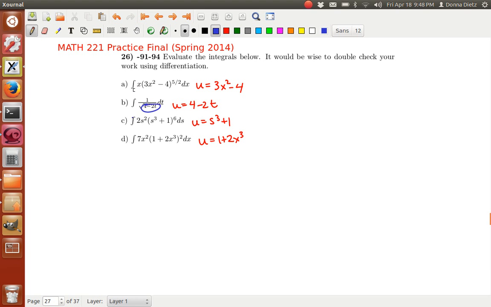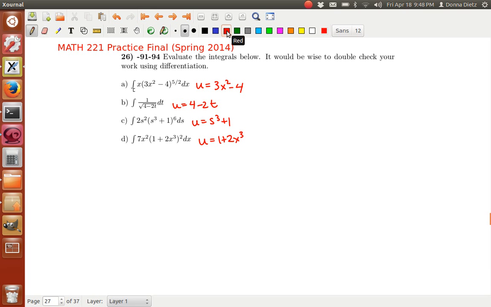What I see in here, what's the derivative of u? Well, minus 2. That's just a constant. Who cares? So we're fine. What about in here? The derivative of u is going to be 3s squared. Well, we have a 2s squared. Okay, so we're only off by a multiplicative constant, so we're good. What about inside here? Well, the derivative is 6x squared, and I have a 7x squared. Again, we're only off by a constant, and we can fudge that.